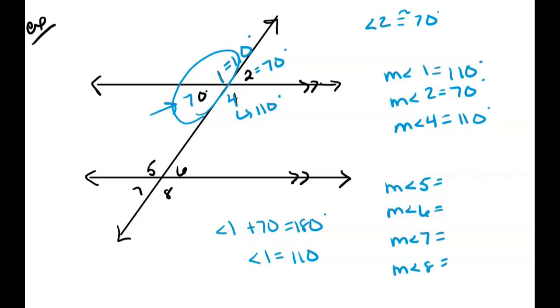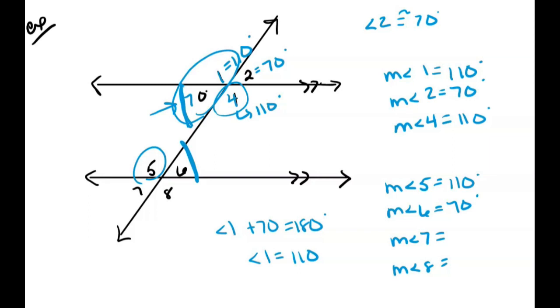Well, now we're going to apply these 3 principles that we just learned. So you can grab any one you want. I kind of like alternate interior. I'm kind of privy to that. So if you notice, 70 degrees and angle 6 are alternate interior angles. Alternate interior angles are congruent, meaning angle 6 is 70 degrees. Also, angle 4 and angle 5 are alternate interior angles, also congruent. So the measure of angle 5 has to be 110 degrees.